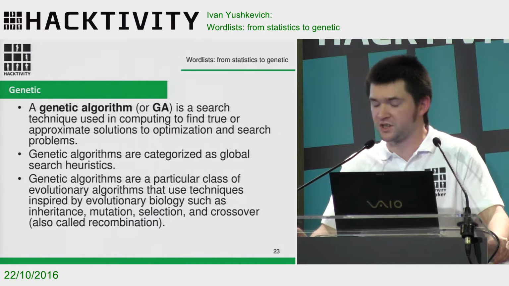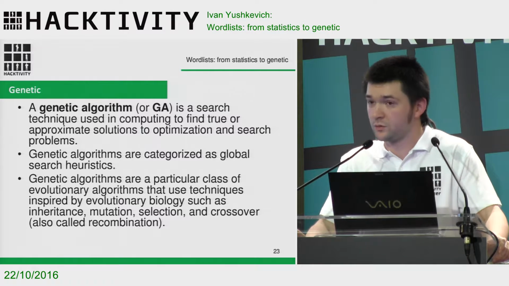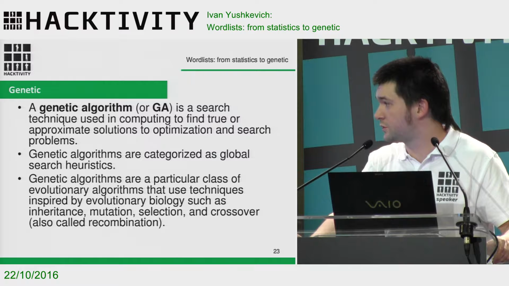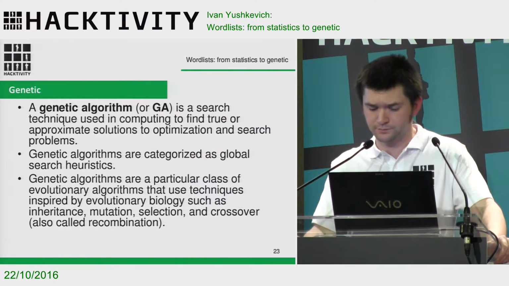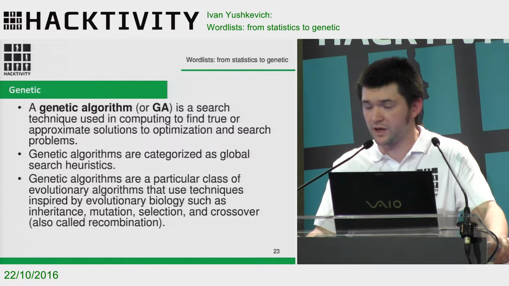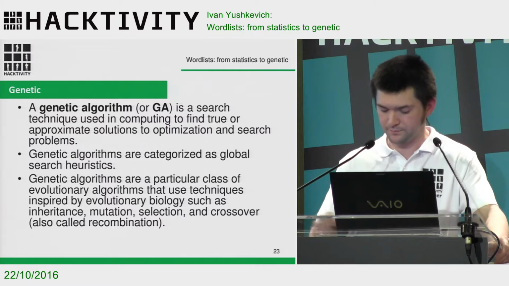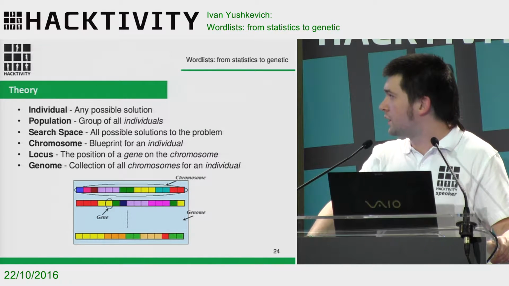To solve this problem, genetic algorithms can be used. They are good for search optimization and for finding approximate solutions. In the next few slides, I will try to describe their basic concept and how they can be applied to create better, or maybe not, word lists. First of all, some theory.